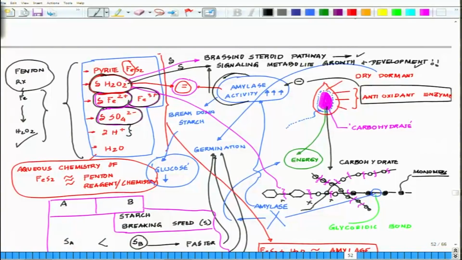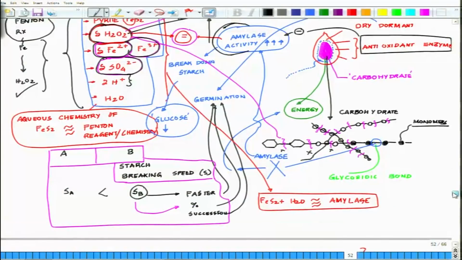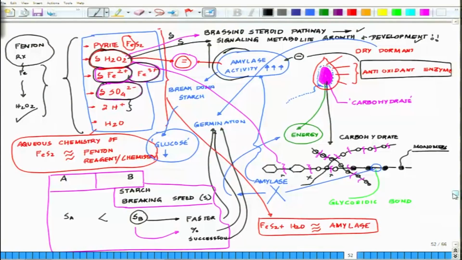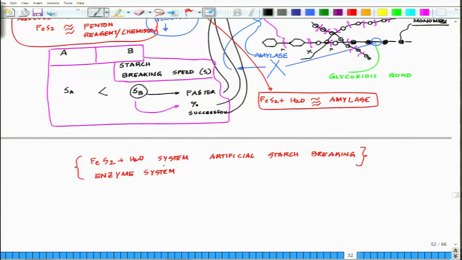And as we will proceed further, we will talk more of how FeS2 affects the root geometry, which has a profound impact on nutrient deficient soil. And further, the FeS2 water system is an artificial starch breaking enzyme system. Okay. So, we will continue this in our next class.